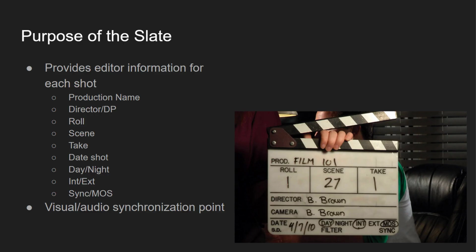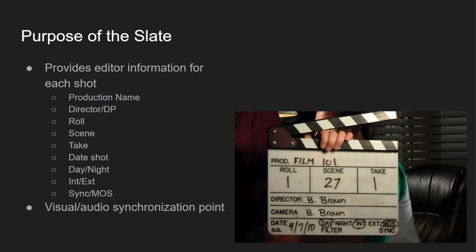Okay, let's now talk about the slate. So the slate does two main things. It provides information about each shot for the editor, and it also provides a visual audio sync point. A lot of times in filmmaking, the audio or the production audio is not recorded on the cinema camera. It is recorded on a separate device. This is called dual system sound.